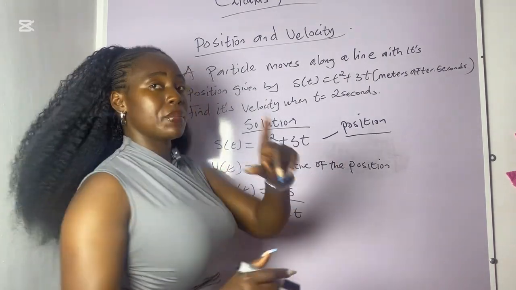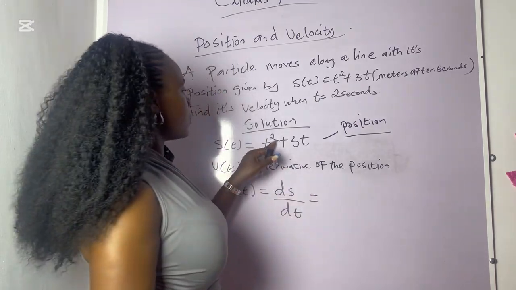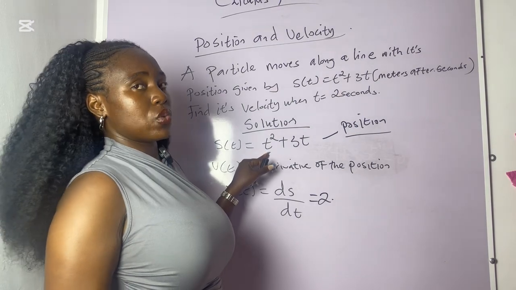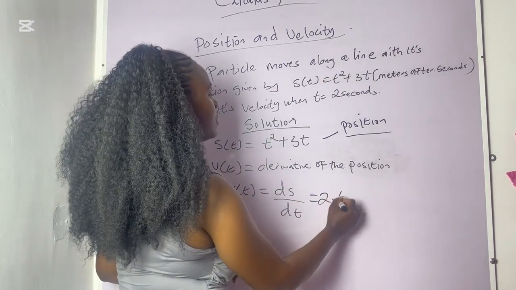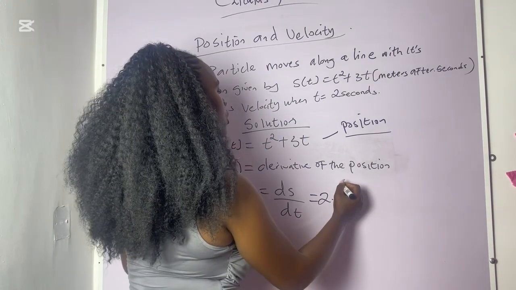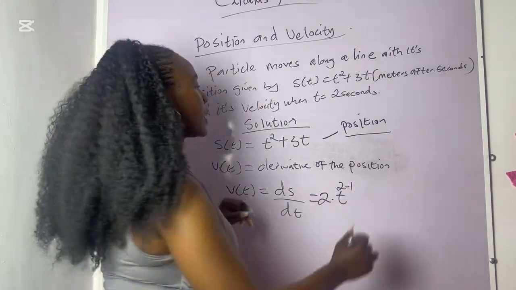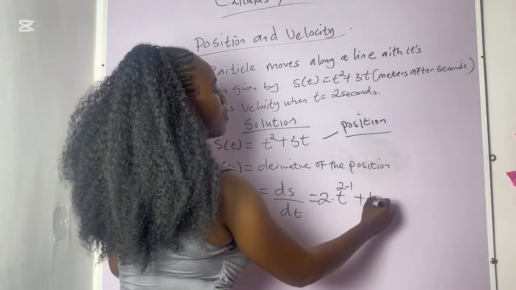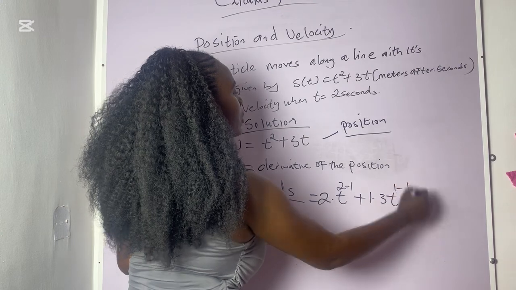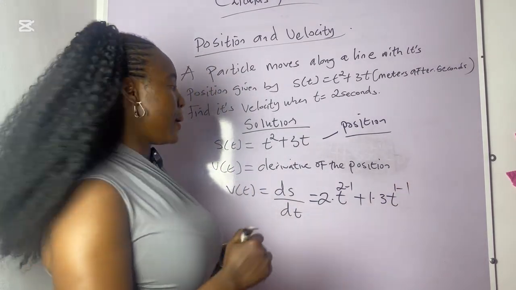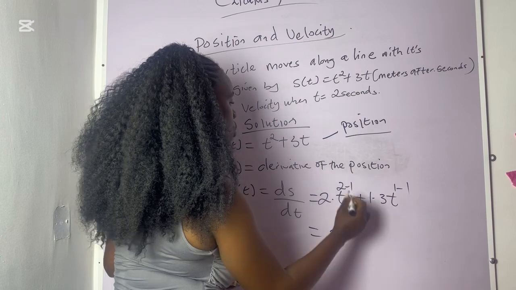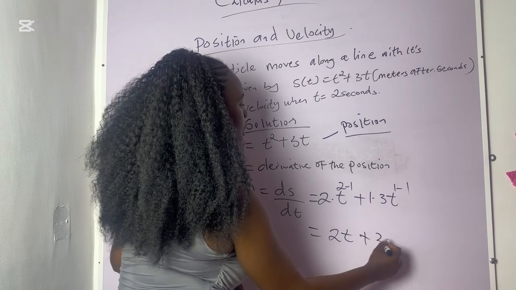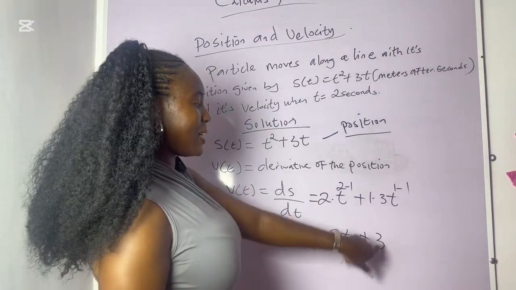And let's differentiate this. Using the power rule, we have 2 multiplying by the coefficient of t, which is 1. So we can say 2 times t to the power of 2 minus 1. Then plus the coefficient, the power of t here is 1. So we have 1 times 3, t to the power of 1 minus 1. Okay? So we have 2t plus 3. You're asking me how I arrive at this?